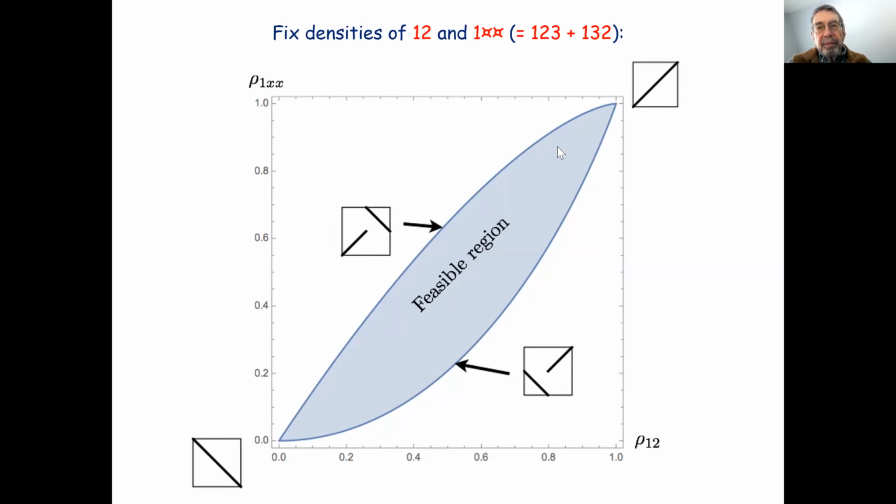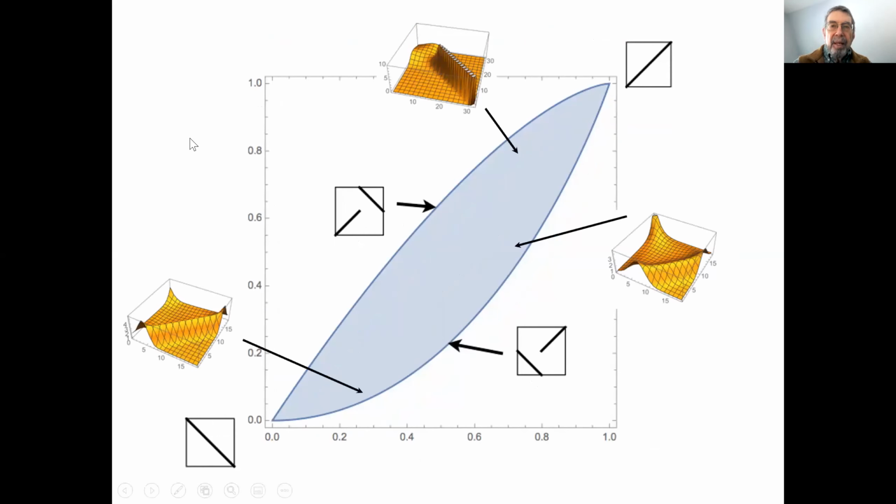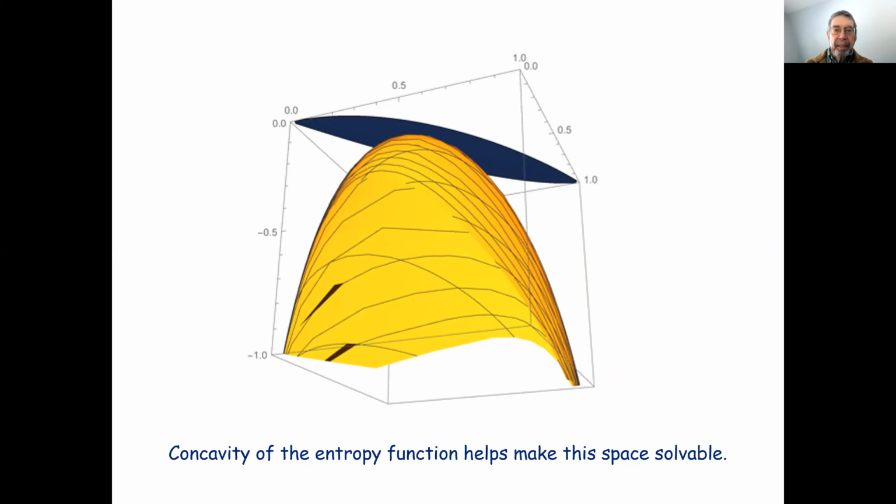And this is a feasible region for permutons with respect to the 1,2 density versus 1 star star density. And these are what some of the permutons look like that correspond to various points in the feasible region. Along the boundary of the region, the corresponding permutons are singular permutons with entropy minus infinity, and they're indicated with these pictures. Okay, and this is, oh, that's right, this is concave, looked at from underneath. And that's why this case is solvable. That's what the entropy function looks like, looking up from underneath the feasibility region.